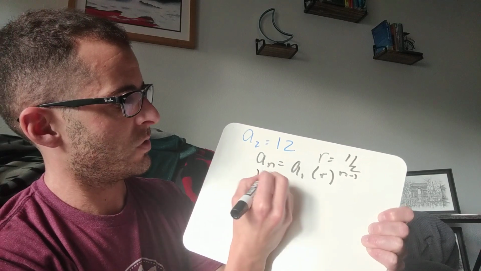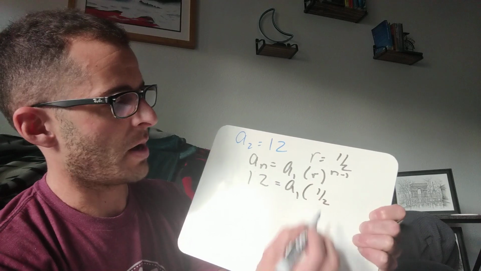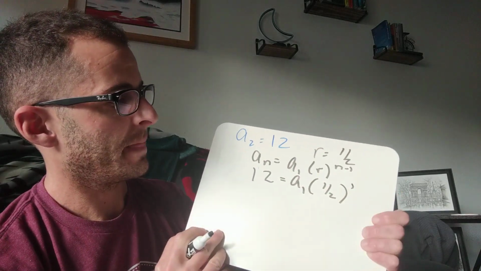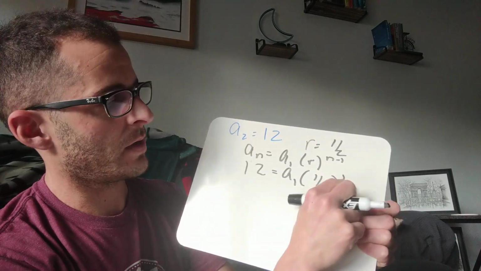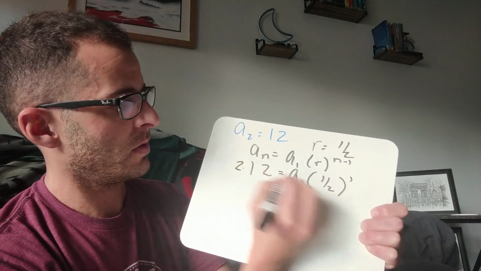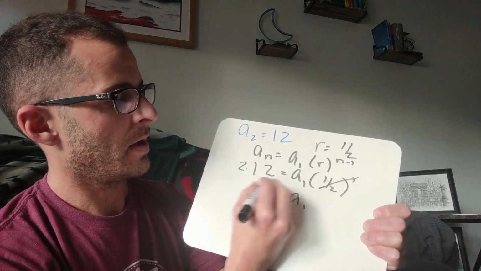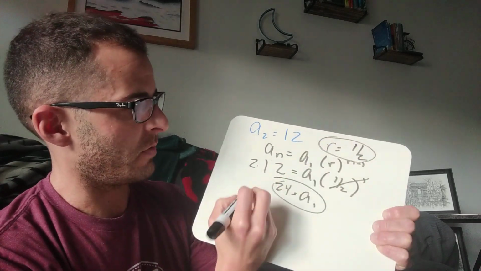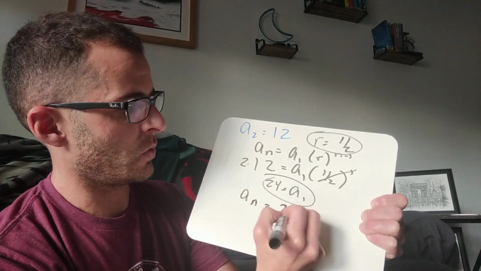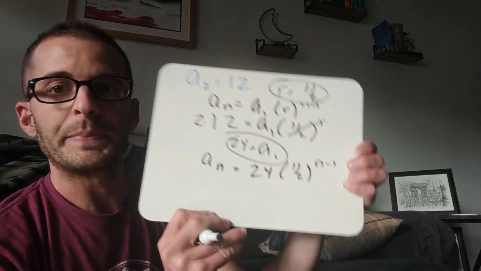My next term is 12. I don't know my first term. I now know my common ratio, and n minus 1 is 1. Alright, so to bring the 1/2 to the 1 is 1/2. To get it to the other side, I'm going to multiply by 2. So a sub 1 is equal to 24. Now I know a sub 1, I know my common ratio. Let's plug it into the formula. The next term is equal to 24 times 1/2 to the n minus 1.